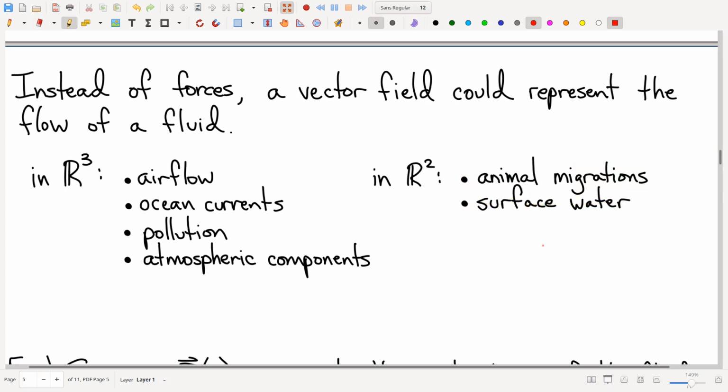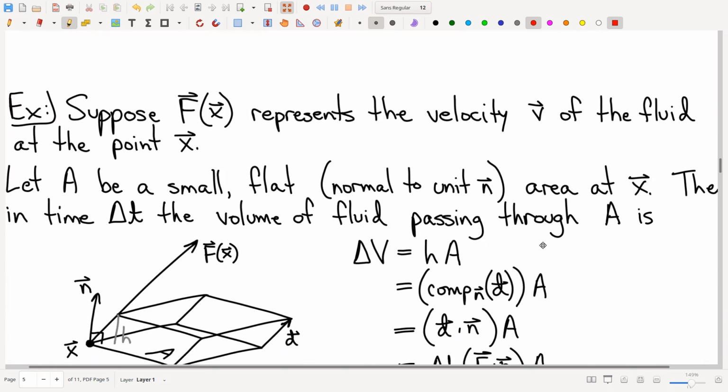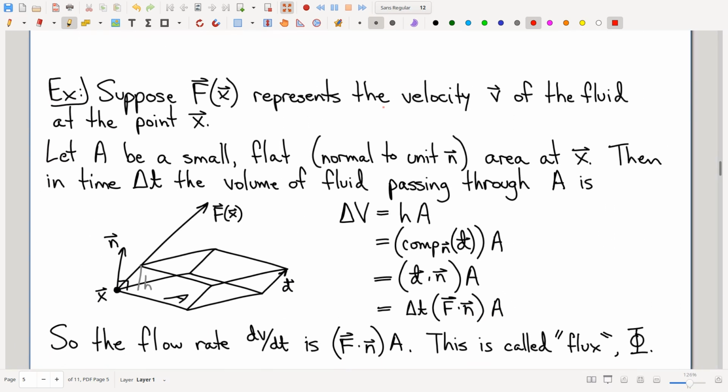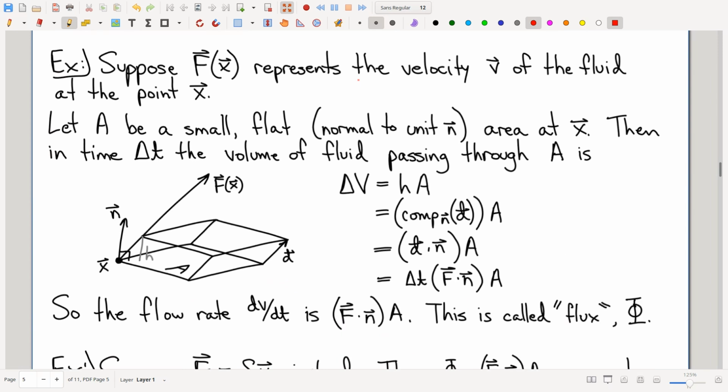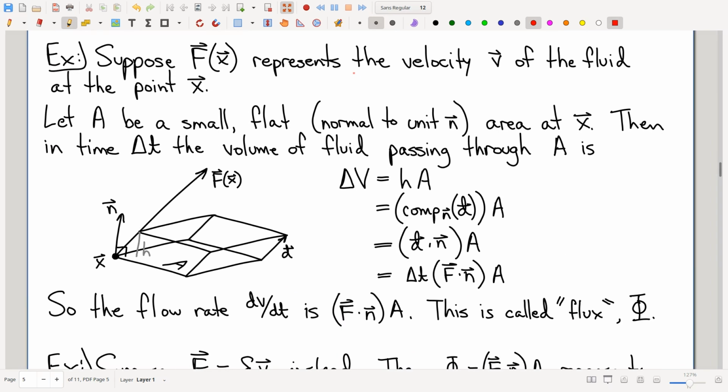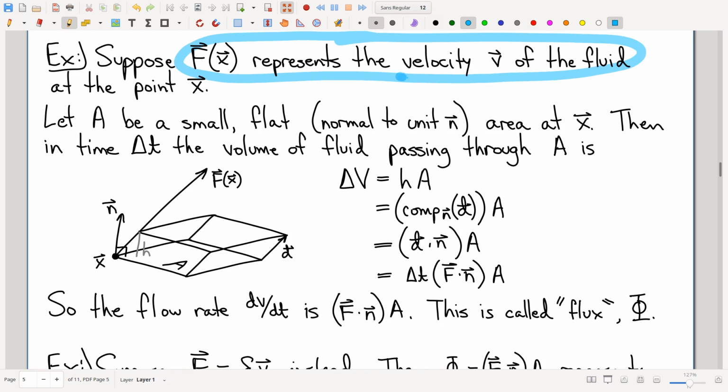Okay. Now, let's do a calculation. Before I get into the nitty-gritty of this calculation, I want to talk about what's going on here. We're going to start by assuming we have a vector field that represents the velocity of a fluid. And I'll point out that's pretty natural, right?